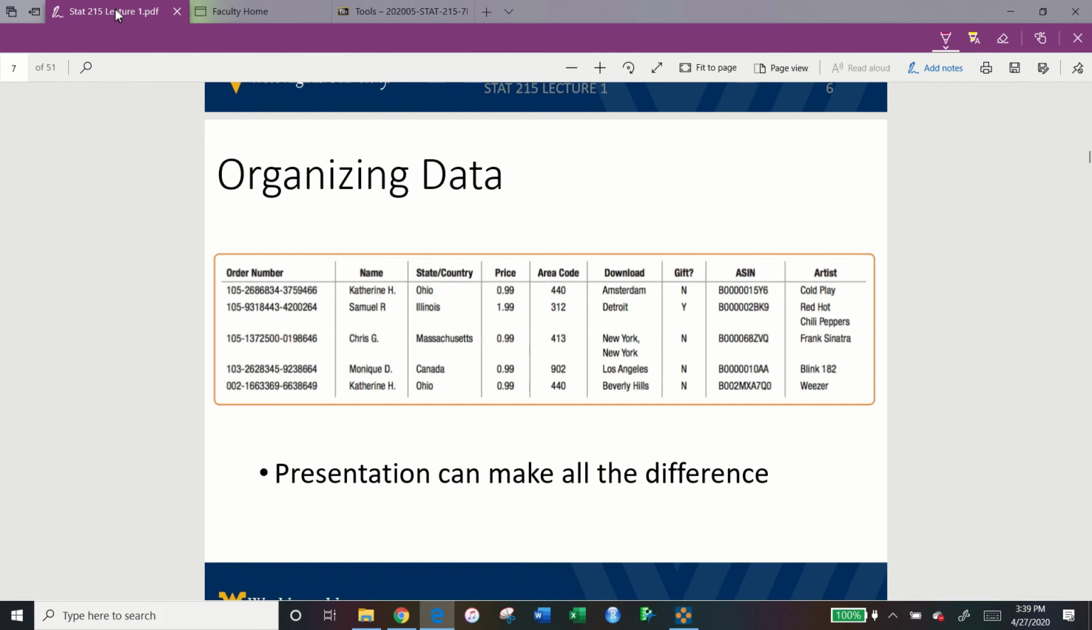So looking at our organized data set, we have names. Names would be an example of a discrete variable or a categorical variable. Price, on the other hand, would be a continuous variable. Ordinal variables, we could use that to say our order number.